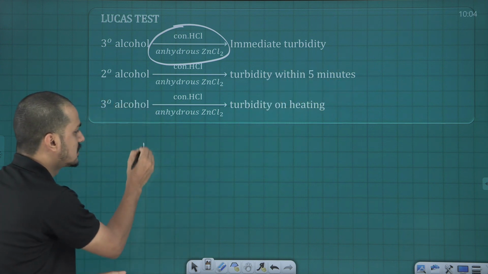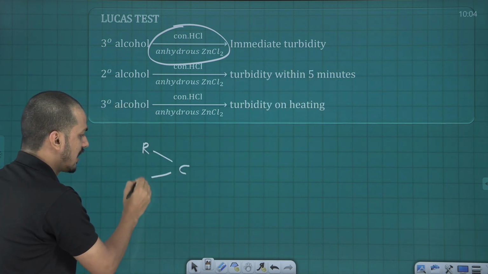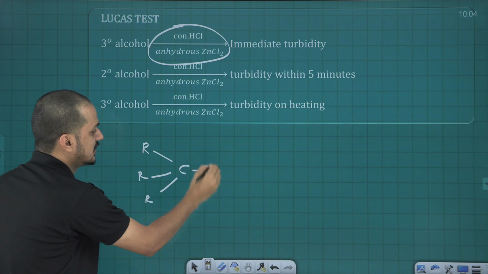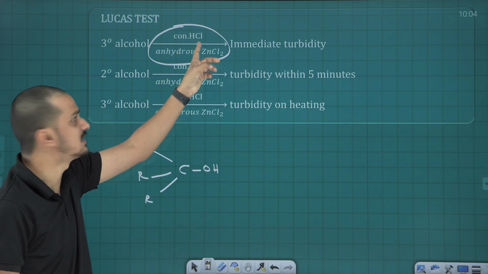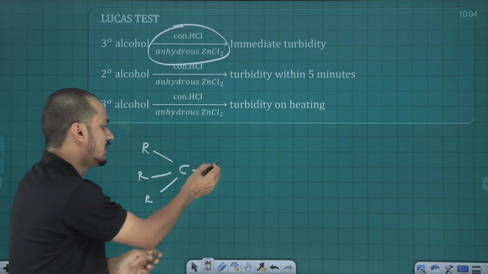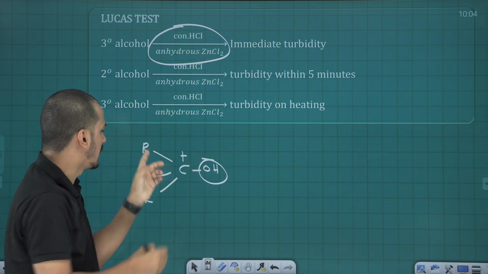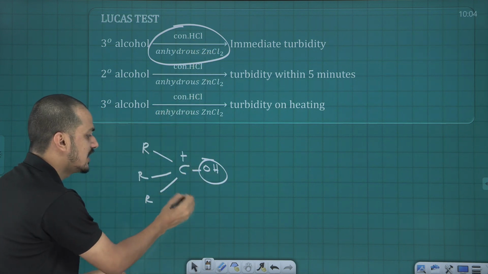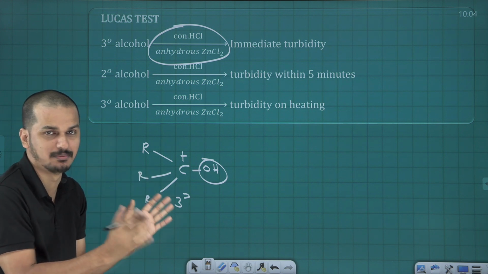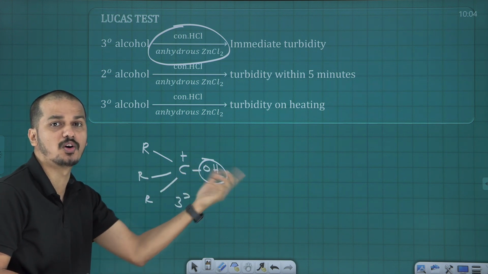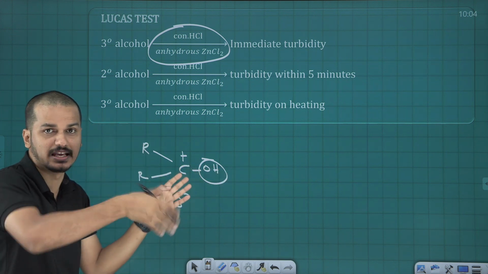Tertiary alcohol means this one: R, C, R, here OH is there. Once you are treating with the concentrated HCl and anhydrous ZnCl2, this OH will go along with this H plus. Then it will be forming R C R, a tertiary carbocation. That is more stable, so easily this C-O bond is breakable.